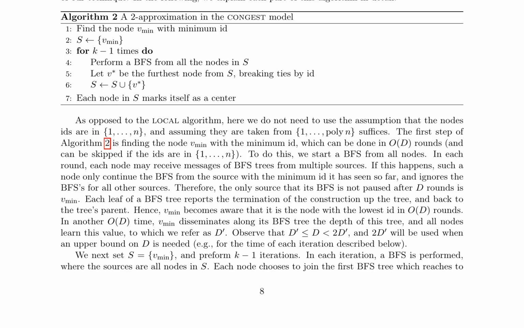In each iteration, each node chooses to join the first BFS tree that reaches it, and the furthest node from S is added to S. The algorithm terminates when S contains k nodes, which are marked as centers. The authors explain each step of the algorithm in detail, including how to find vmin in O(D) rounds and how to disseminate the depth of the BFS tree along the tree.